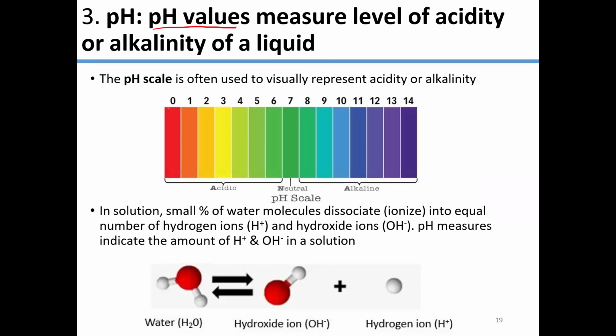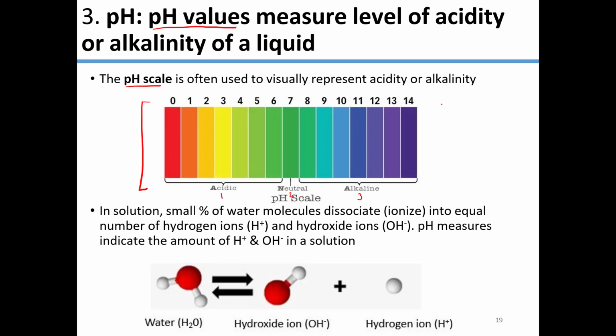Now, if you look at this, it is a visual representation of what a pH scale is going to be. Usually in a pH scale, we're going to have three things that we need to identify. One, our acidic range, two, our neutral range, and three, our alkaline range, or in this case, our basic range. So we have our acidic range, our neutral range, and our basic range.